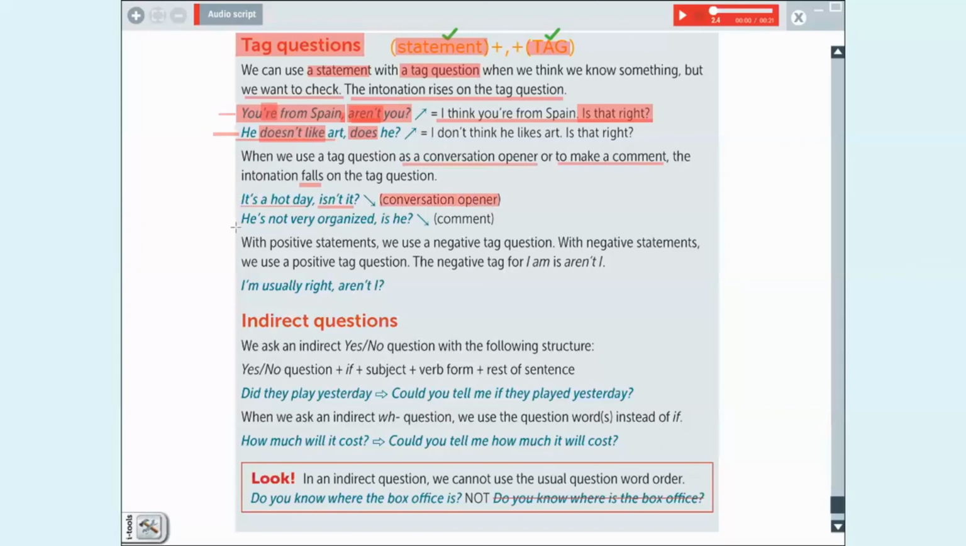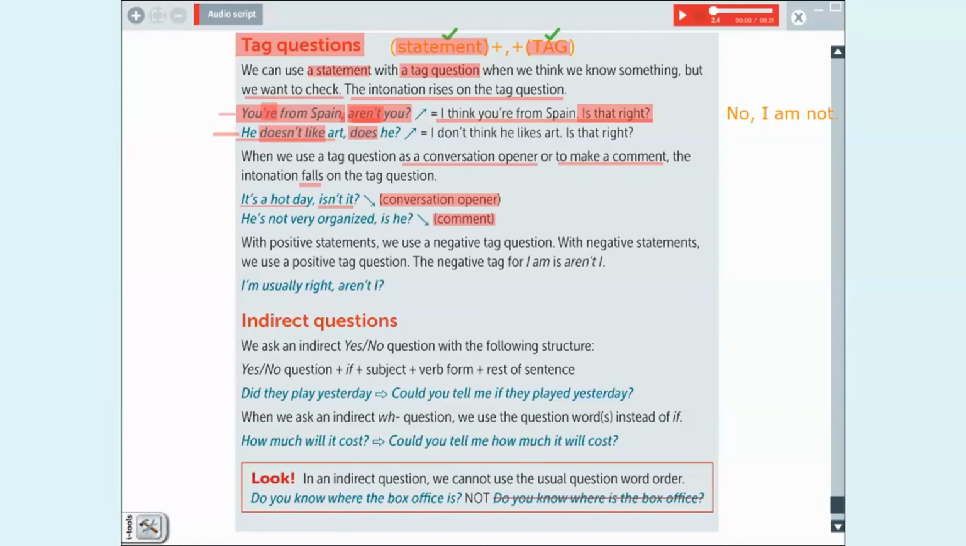He's not very organized, is he? I'm just giving a comment on something. So you might ask, if somebody says, you're from Spain, aren't you? Well, you just need to think what is the truth. If you're not from Spain, you say, no, I'm not.